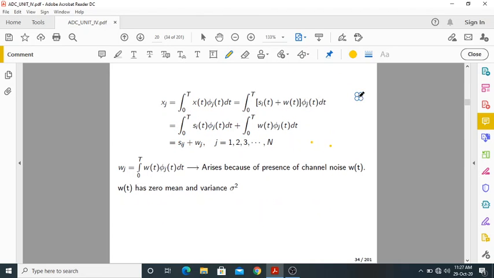But we know that xj is Sij plus Wj. Here Sij is simply a constant. These are the coefficients of expansion. Wj is random in nature, but Sij is simply a constant.